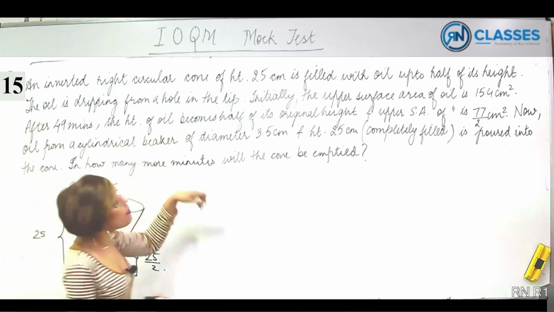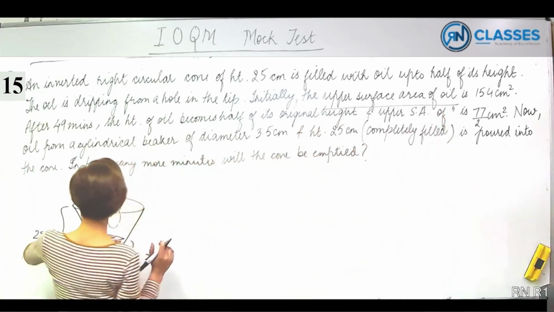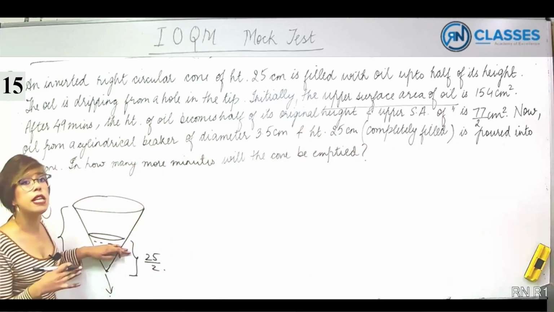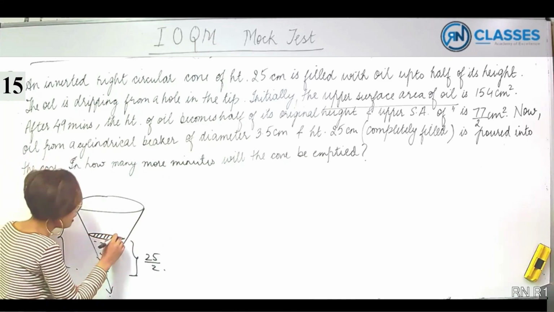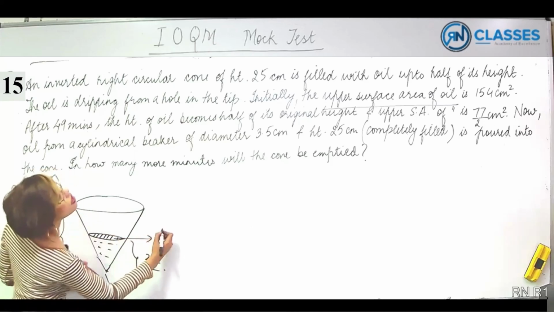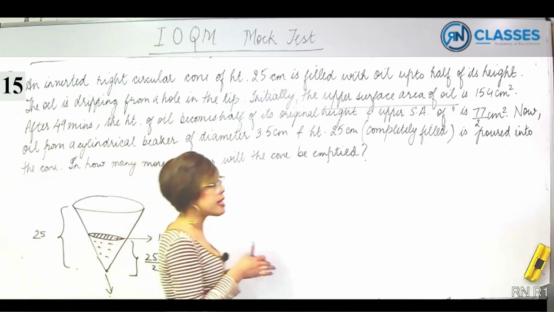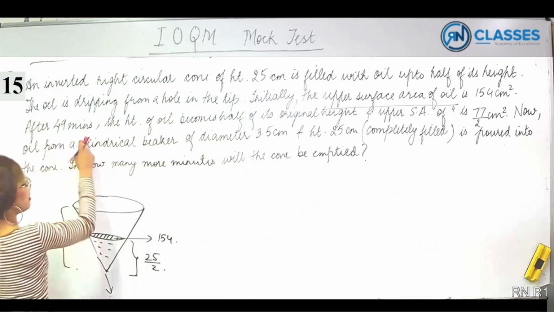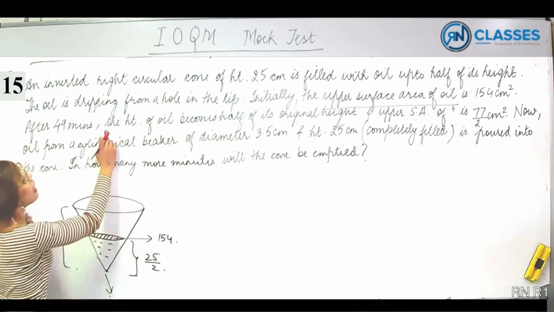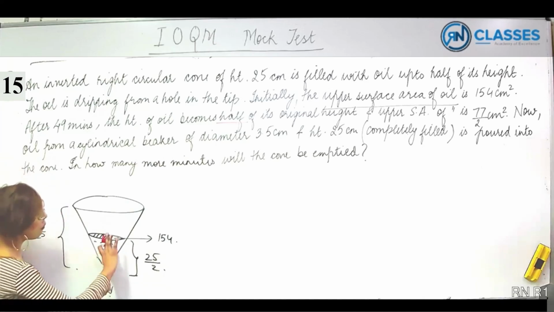Initially, the upper surface area of the oil. Where is the oil? Oil is here. What is the upper surface area? Upper surface area is this one. This area is given to be what? 154 centimeters square. Right? Okay, let's move on. Now he says after 49 minutes, since the oil is coming out, the height of the oil becomes half of its original height. So after 49 minutes, half of its original one.